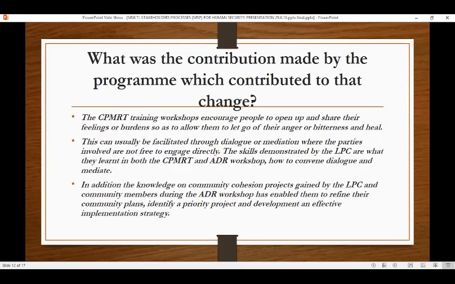What was the contribution made by the program which contributed to that change? The CPMRT training workshops encourage people to open up and share their feelings or burdens, so as to allow them to let go of their anger or bitterness and heal. Where there are conflicts, people cannot work together. But the CPMRT workshops spoke to their hearts to open up and let go.